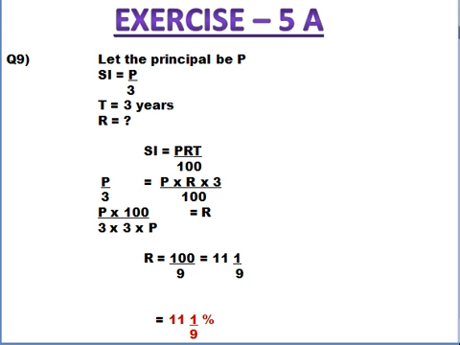Time is given as 3 years and we have to find the rate. So we are going to make use of the formula of simple interest, that is PRT upon 100. Substituting the values in here, P by 3 will be equal to P into R into 3 upon 100. Once we solve it, the value of R comes equal to 100 upon 9, which is going to be equal to 11 1 by 9%. So that becomes our final answer.